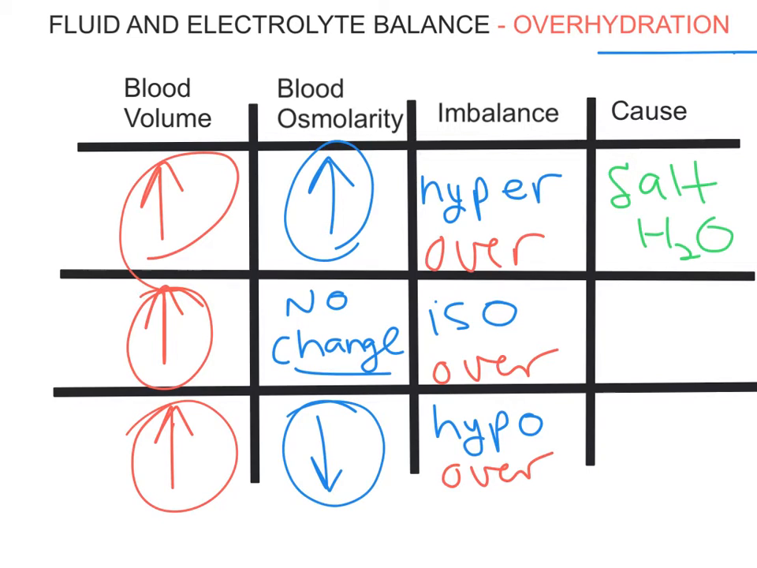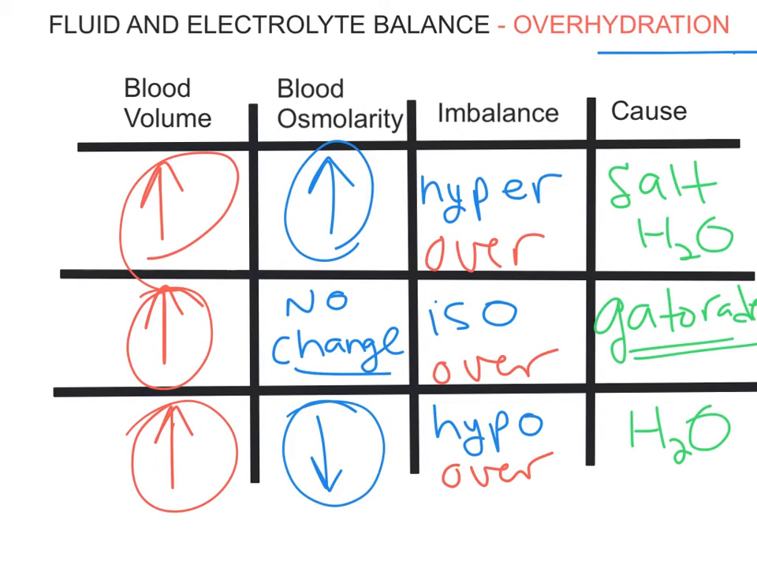The next one is when there is no change in osmolarity. Okay, and this is going to be isoosmotic overhydration. And this would be when you've had too much fluid, but it's been isoosmotic. Okay, so the ingestion of any isotonic saline, such as Gatorade. And the final one is hypoosmotic overhydration, and this would just be due to simply drinking too much water, just plain, simple water. Okay, so hopefully that helps kind of bring all of that together.